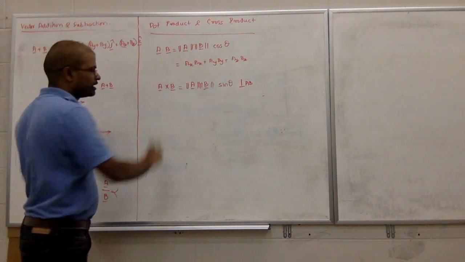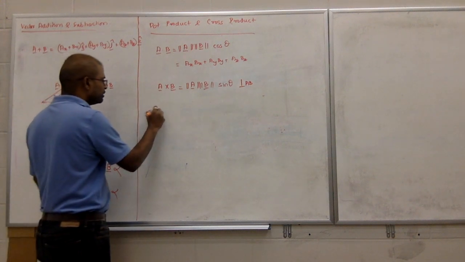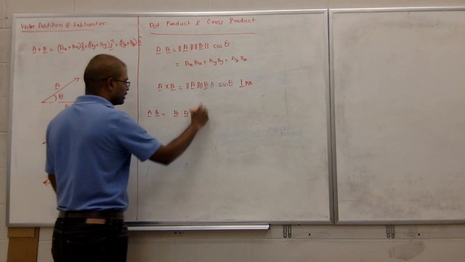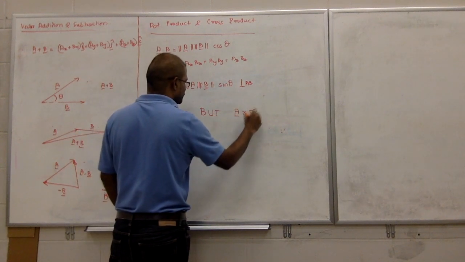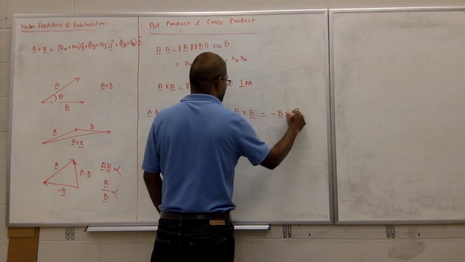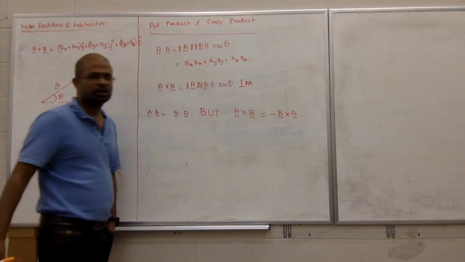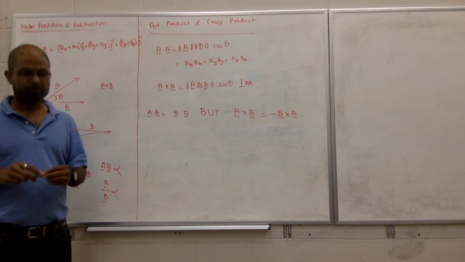And the dot product is the projection of A on B. It's a scalar quantity. A dot B is equal to B dot A, but A cross B is equal to minus B cross A. This is the commutative property and this is the anti-commutative property. Any questions?